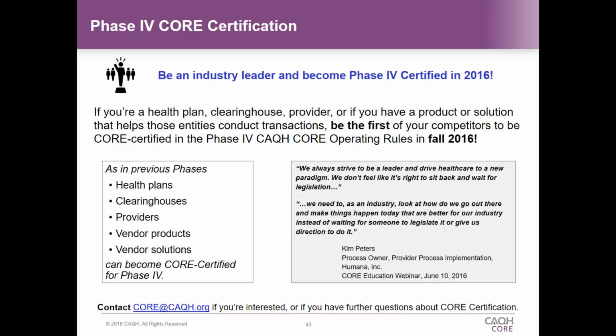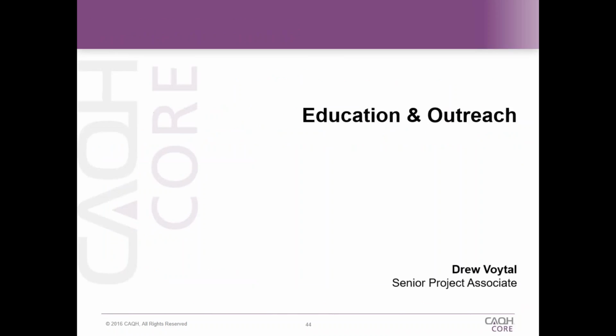And Gwen talked a bit about the current status of Phase 4 operating rules vis-a-vis the federal mandate, and it echoes things said by Bob in this webinar. To that end, I think the quote from this early implementer from Humana sums up why organizations should think about implementing and getting certified in Phase 4 rules. And to paraphrase, as an industry, we need to get out there, make things happen, and not wait for regulations to tell us to do it. Back to you, Joe.